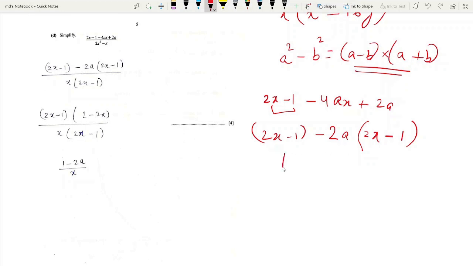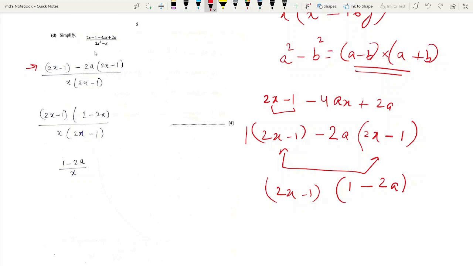So now you can check, this is 2x minus 1 and this is 2x minus 1. We can take 2x minus 1 common, right? And 2x minus 1 has nothing. Nothing means coefficient, it doesn't look like anything, so it has coefficient 1. So it will be 1 here and minus 2a, right? So 2x minus 1 times 1 minus 2a. So you can check. I hope you understood how I factorize the numerator. So 2x minus 1 times 1 minus 2a.